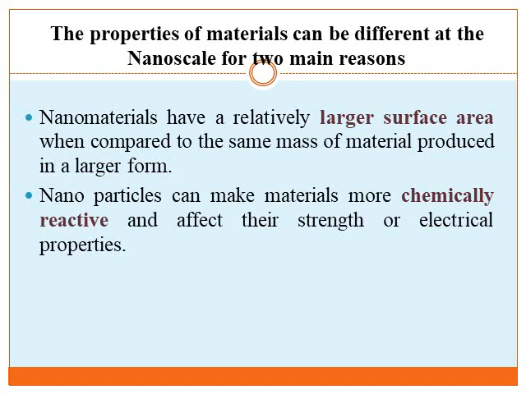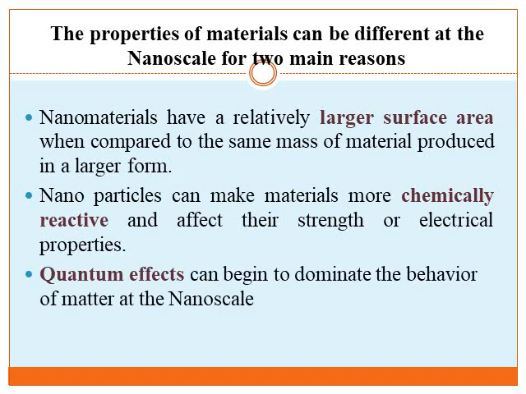So the properties of the materials are different in a nano state because of two main reasons. First, when the material is reduced to the nano state from the bulk state, it possesses a relatively large surface area. The surface area of the material becomes very large as compared to the mass of the material produced from the bulk material.